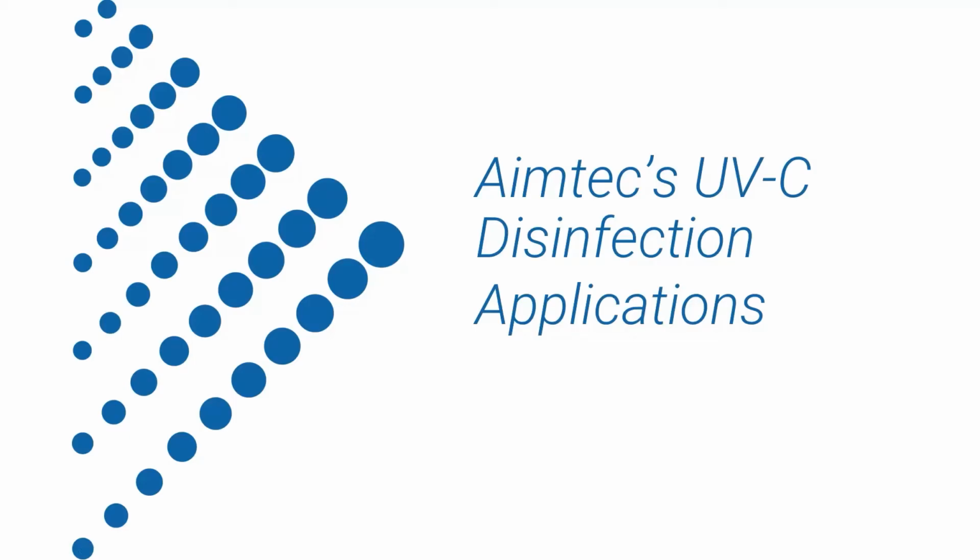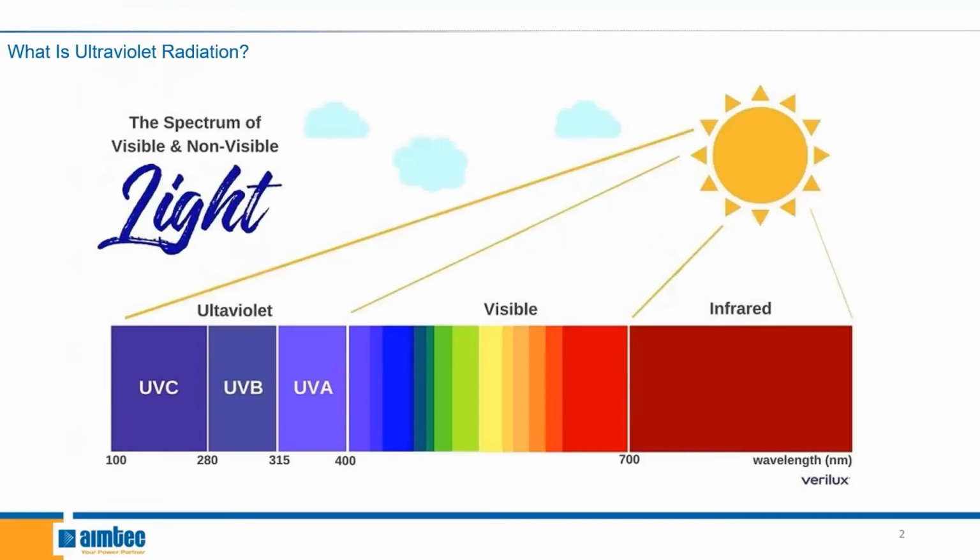Welcome to Aimtec's UVC disinfection application course. So what is ultraviolet radiation? Here we have an actual diagram of the different rays that the sun emits. We have ultraviolet, visible light, and then infrared light. Ultraviolet is part of the spectrum of non-visible light. Ultraviolet radiation reaches the Earth's surface in wavelengths between 290 nanometers and 400 nanometers. Visible light is between 400 and 700 nanometers, and then infrared is above 700. 1 nanometer is equal to 1 billionth of a meter.